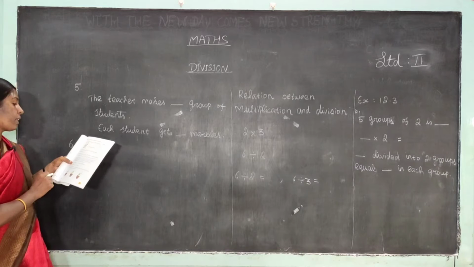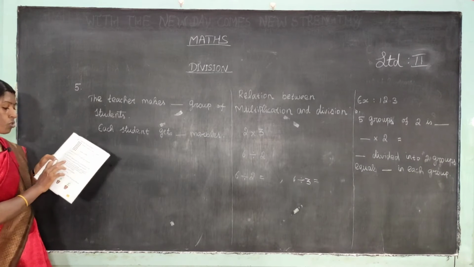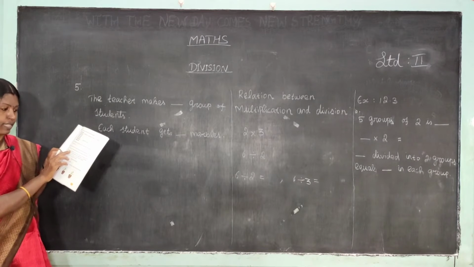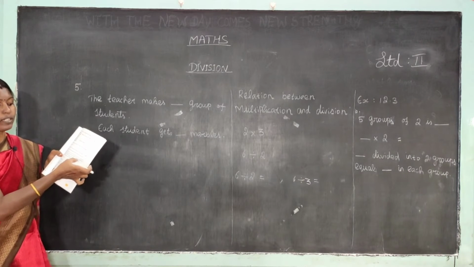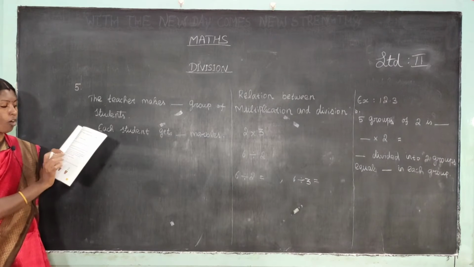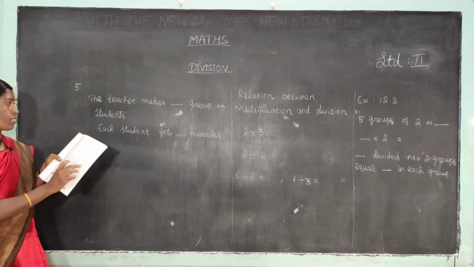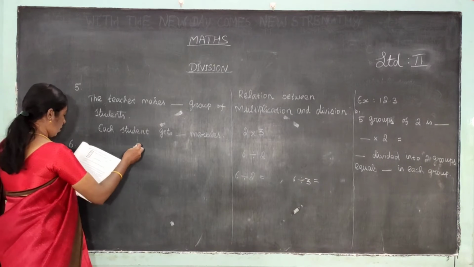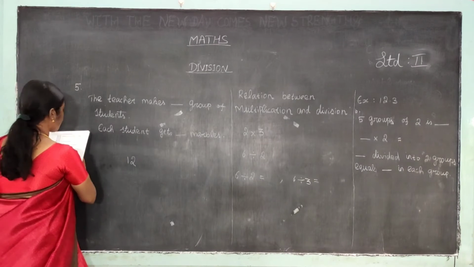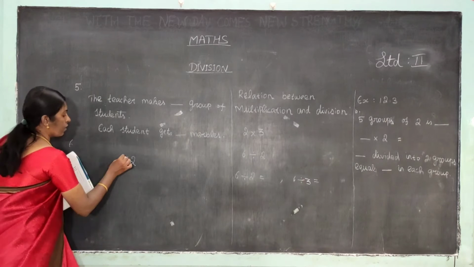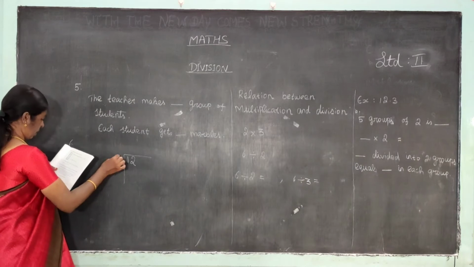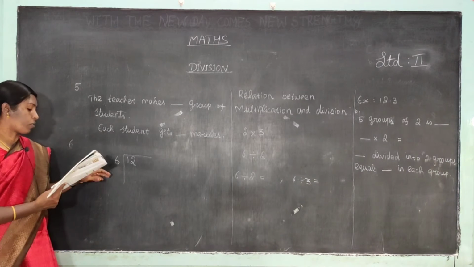First, the teacher makes groups. What do we have to divide? 36. First we have to divide. She gives 12 marbles, and how many groups did she form? 6. So the teacher takes 12 divided by 6. Tell the 2 table.